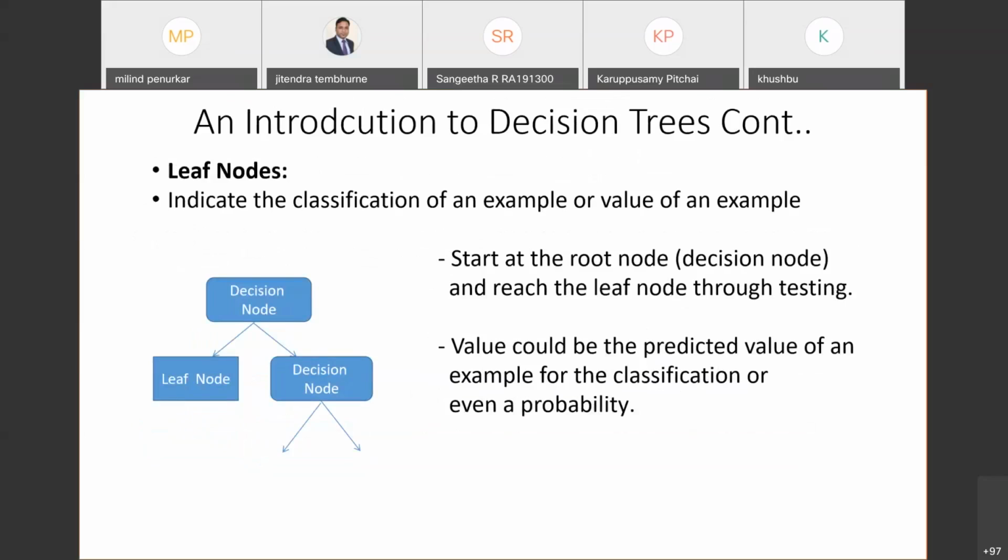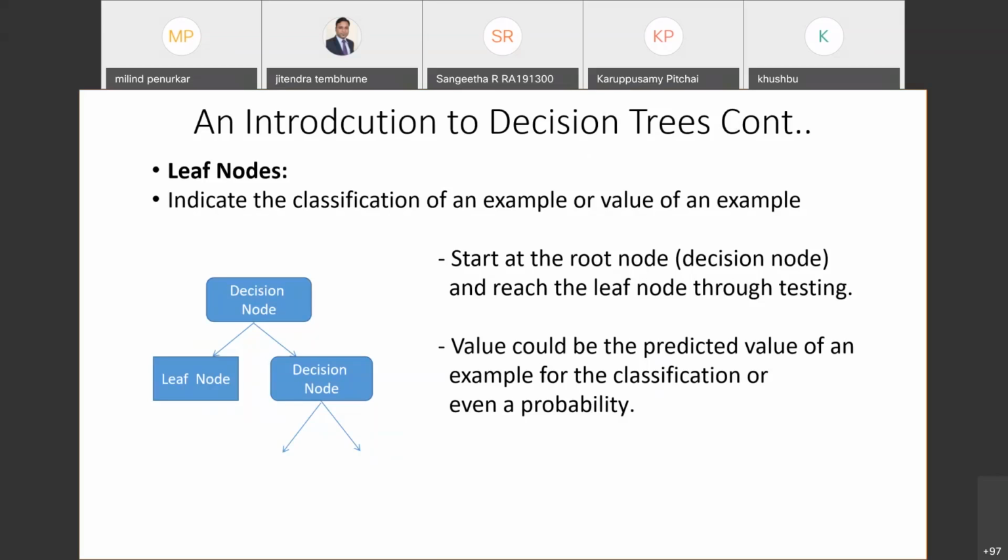This is one. The second type of nodes is called leaf nodes. Here in the leaf nodes, we indicate the classification of an example or a value of an example. Value of an example means the prediction or classification value. So you start at the root node, a decision node, and reach the leaf node through testing multiple such attributes so as to go to the end. And at a leaf node, we would have a decision of, let's say in an example, whether you would be able to play tennis or not. Right. So that's the leaf node.